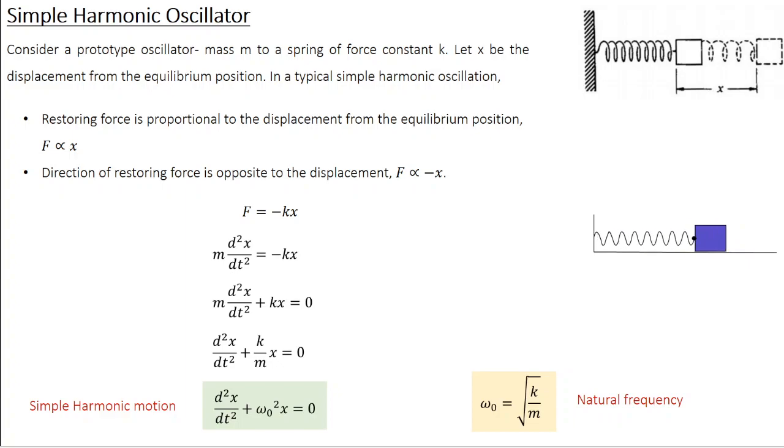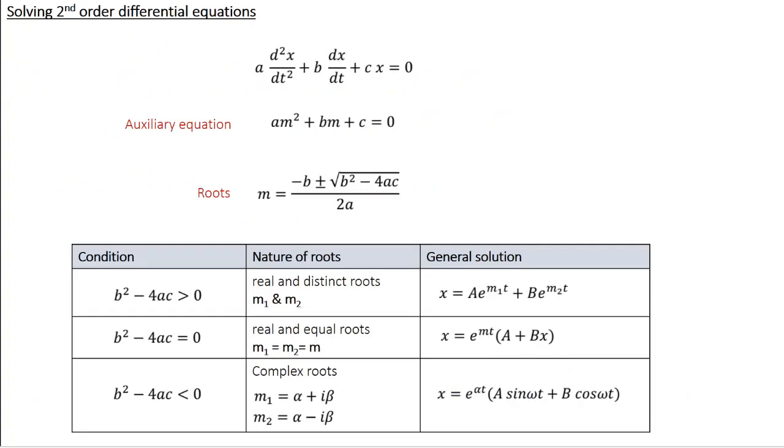So before getting into the details of solving this, let's discuss in general how to solve a second order differential equation. So I'm going to take a general equation: a d²x/dt² plus b dx/dt plus c x equal to 0. First step is to write the auxiliary equation, where instead of the second derivative I write the auxiliary term m squared. Instead of the first derivative I write m, and the dependent variable here is replaced by the value 1, and the coefficient remains the same.